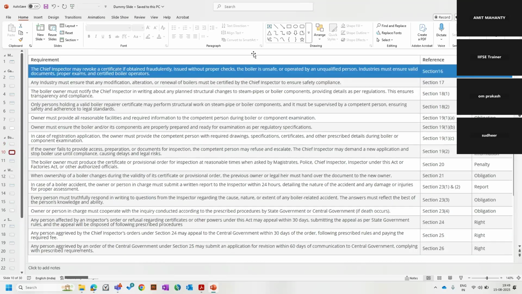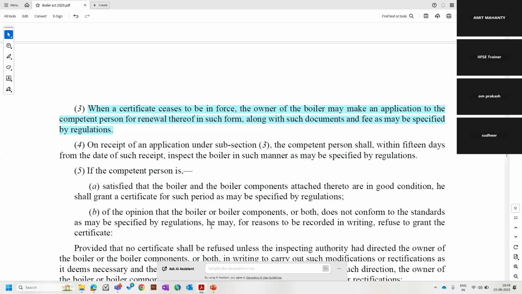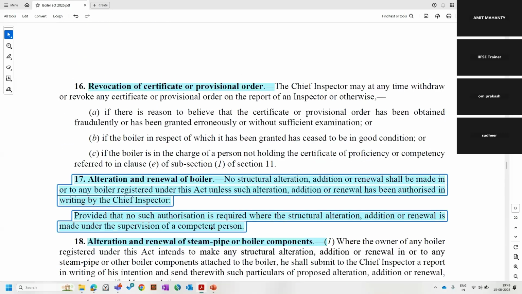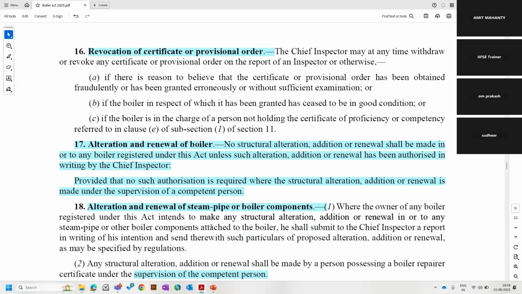And the next requirement is critical information. The chief inspector may revoke a certificate if it was obtained fraudulently, issued without proper checks, the boiler is unsafe or operated by an unqualified person, so industries must ensure valid documents, proper exams, and certified boiler operators. The inspector may revoke the certificate of a boiler, which means they will take back the approval or the license which they have issued.